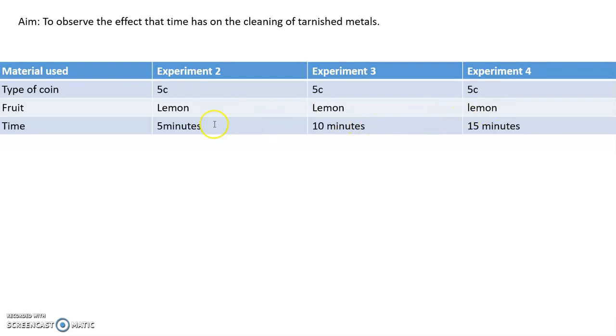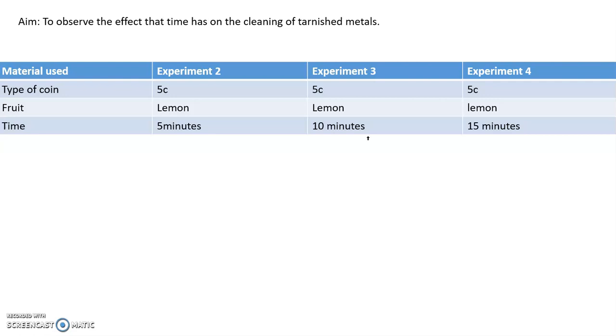But then time now, because our aim is interested in the time. How much time do we keep these coins inside the fruit? So with the first experiment, we keep it at 5 minutes. The second one, we keep it at 10 minutes. And then the third one, 15 minutes. But then because we have kept these ones the same, we will be in a position at the end of the day to actually say, time does have an effect on cleaning tarnished metals.